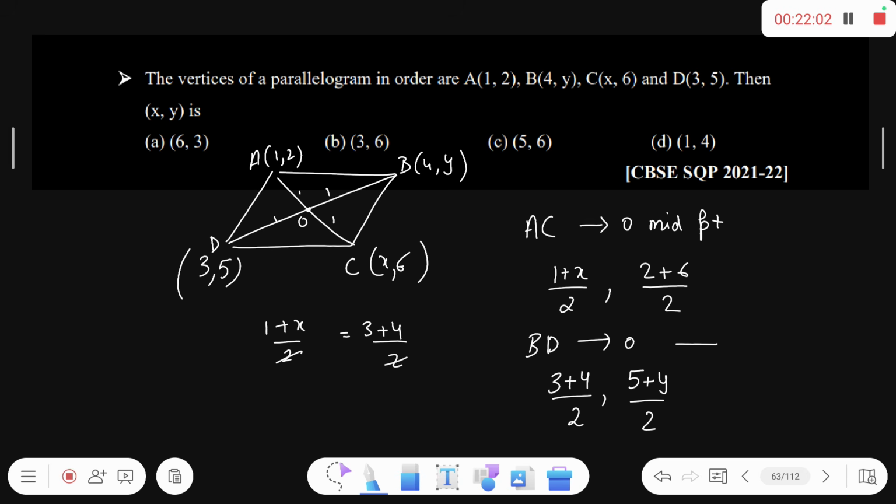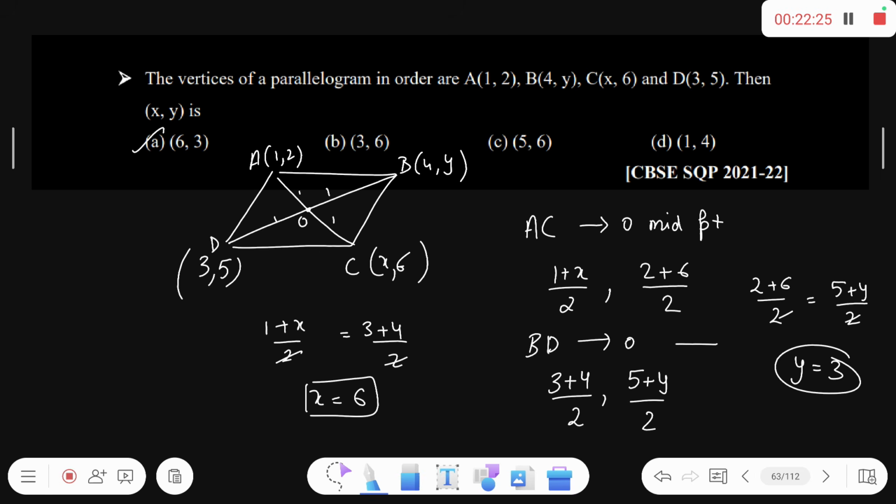(3 plus 4) by 2. 2 से 2 cancel, x comes out to be 6. In a similar way, (2 plus 6) by 2 is equal to (5 plus y) by 2. Again 2 से 2 cancel, 6 plus 2 is 8, 8 minus 5 is 3, y is equal to 3. So you got the values. x is 6 and y is 3. So A is your answer. Let's move to next question.